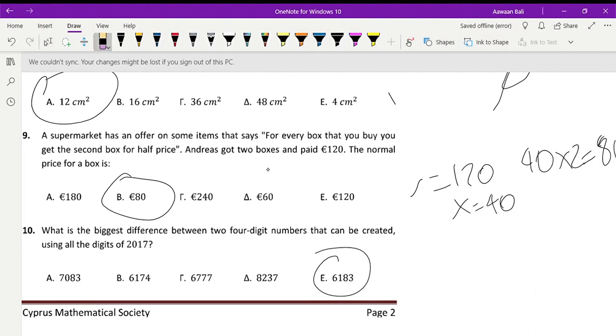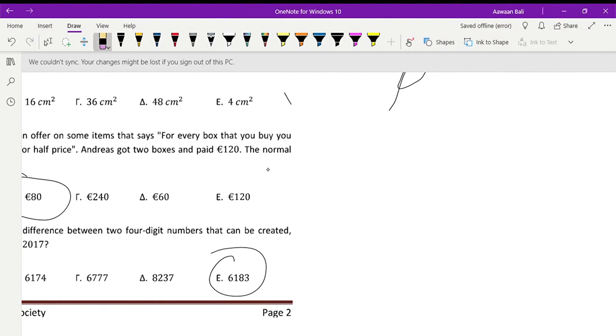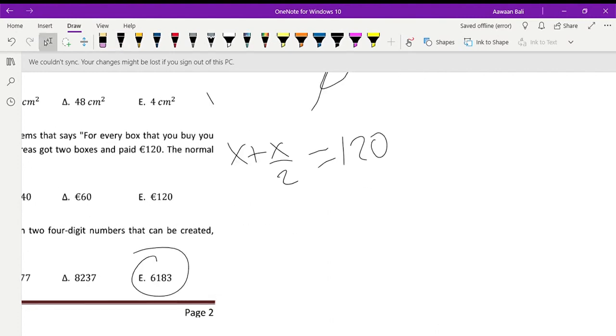But anyways, another way you could do it is that, okay, let's just say we have x and x upon 2. Now we can just get it directly, and that's equal to 120. We can say 3x.